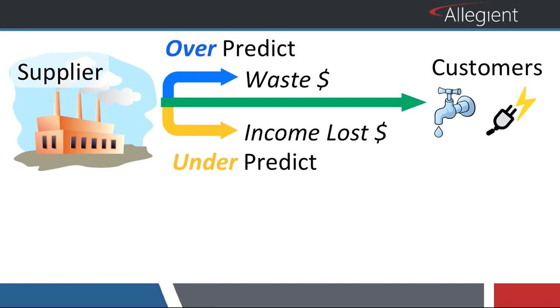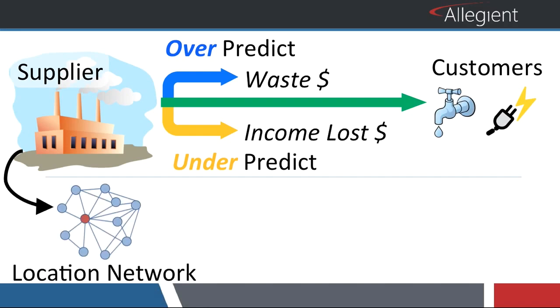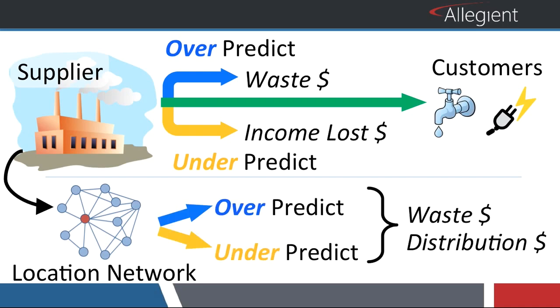However, I'm not dealing with just a single supplier and a single customer. I have this network of locations where I have all these different zip codes. And I could consider a situation where if I purchase from the supplier an overall amount for my network, I could redistribute some of those resources in and among the network. So if I have too much power in one location, I could move it to the other location, similarly with water. And in this case, overpredicting and underpredicting both lead to waste and the cost of redistributing the resources.